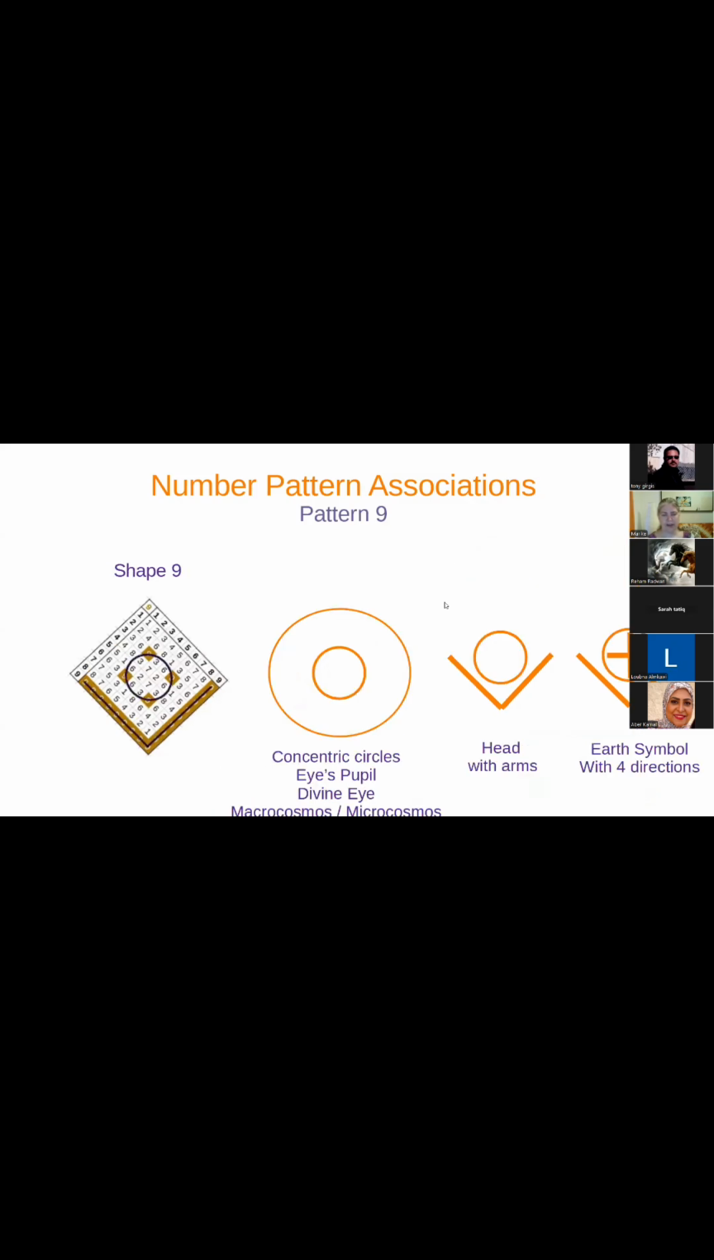When you look at it in a circular way, you see the concentric circles, the pupils of an eye, the divine eye, macrocosm and microcosm, head with arms, as well as the earth symbol with 4 directions.